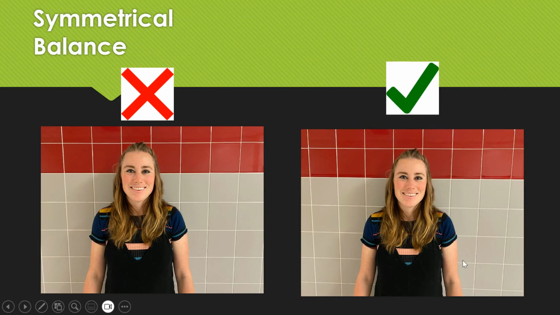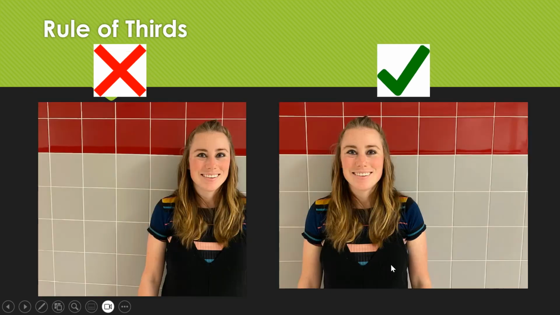This picture, though, on the right is what you do want to do. You want to make sure that your person that you're photographing or the object is right in the middle of the frame and that you have the same space on the left-hand side as the right-hand side.